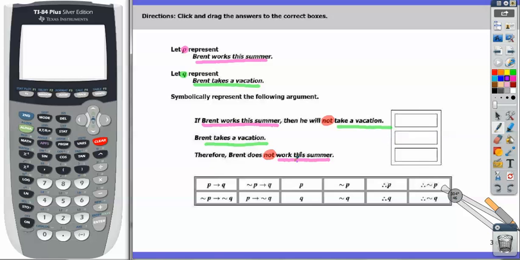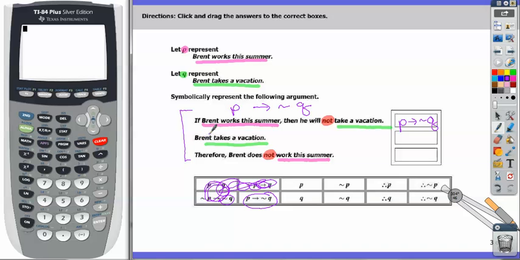So first one, if Brent works this summer, if then implies that I'm going to have an arrow. Only one, not a double arrow. It's not an if and only if. So if P, then not Q. Which is right here. Now what that's telling me is I might not need another one. I don't have another if-then statement down here. No more arrows. So those are gone. That's my trash. I don't have to pick from them anymore.